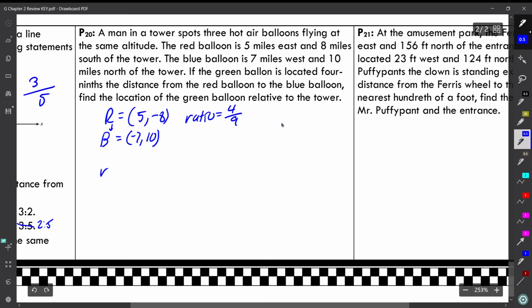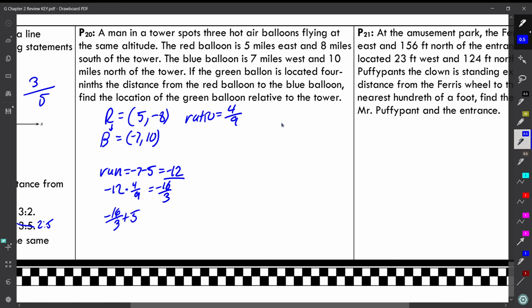So the run is going to be -7 minus 5, which is -12. We take our -12, multiply by our ratio of 4/9. I'm going to do that in my calculator. I get approximately -16/3. That's a repeating decimal, and I don't like repeating decimals at all, so I'm going to leave it as a fraction, -16/3. Then we take that -16/3 and add that to my initial x.